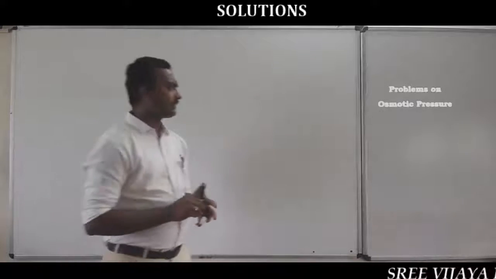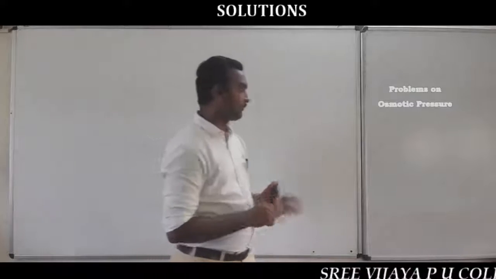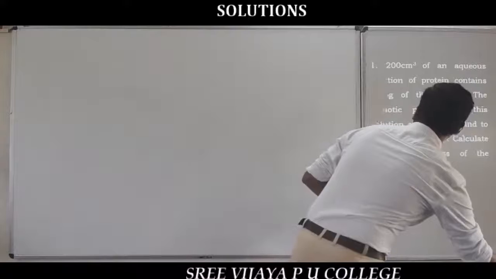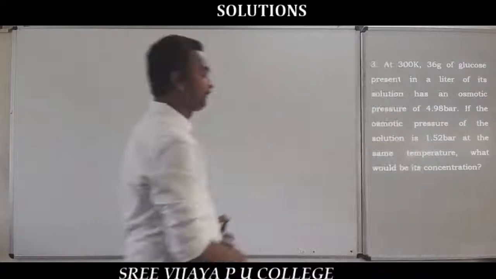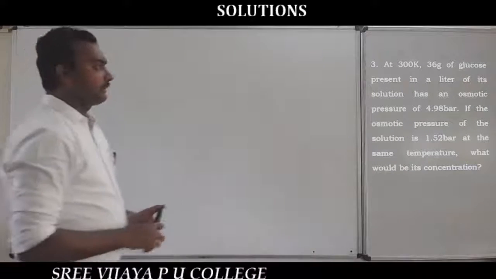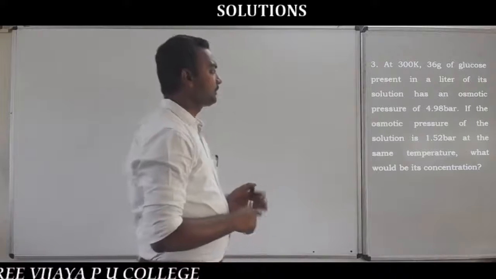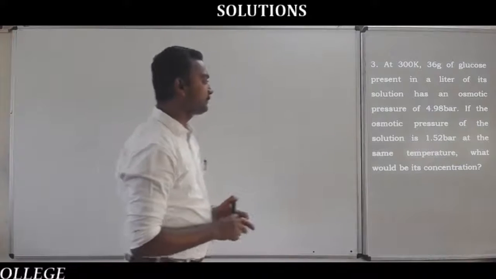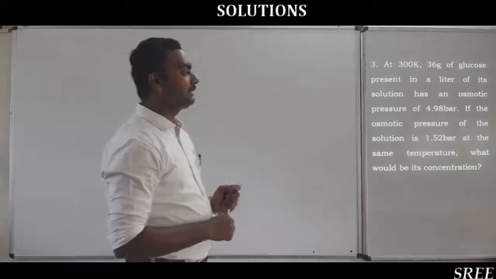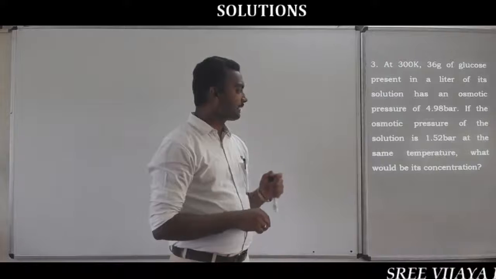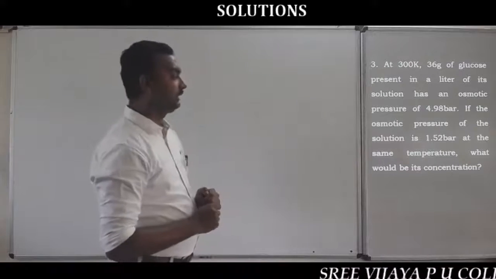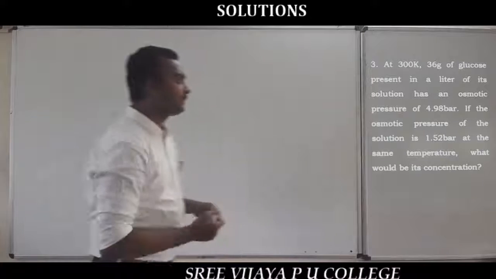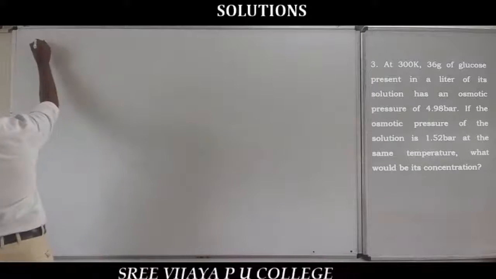I also discussed problems on osmotic pressure. For the continuation part, I think two problems are already clear, so let me take the third problem. At 300 Kelvin, 36 gram of glucose present in a liter of its solution has an osmotic pressure of 4.98 bar. If the osmotic pressure of the solution is 1.52 bar at the same temperature, what would be its concentration? Very simple problem. That's problem number 3 here.